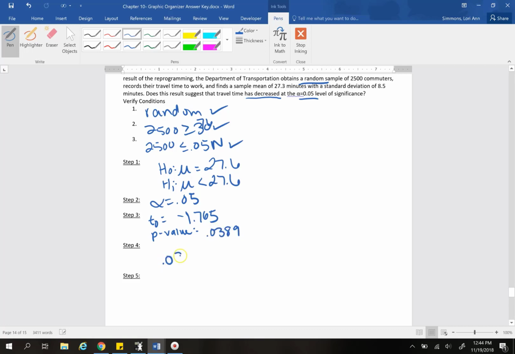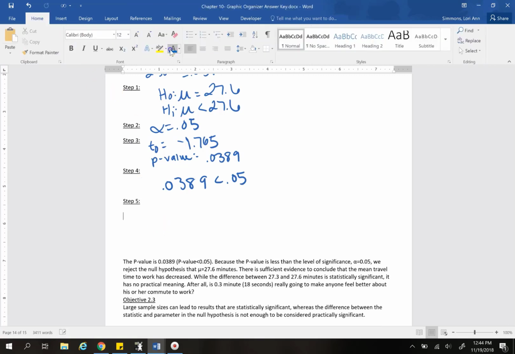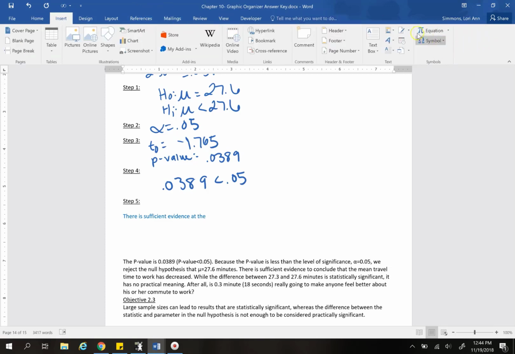Compare your p-value to your alpha. It is less than that, so it is statistically significant. So we could write our conclusion. There is sufficient evidence at the alpha equaling 0.05 level of significance to conclude that the mean travel time to work has decreased.